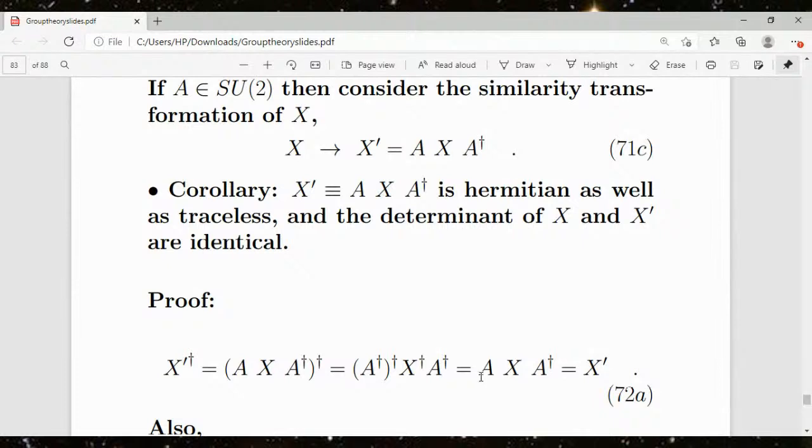And similarly, we have also shown in our linear vector space course that A dagger dagger is simply A itself. Therefore, what we find is that X prime dagger is A X A dagger, but A X dagger is simply X prime. So equation 72A proves that X prime dagger is X prime. In other words, X prime is a Hermitian matrix.